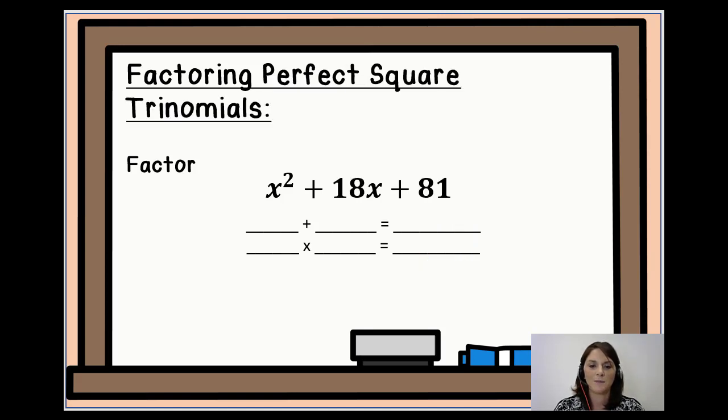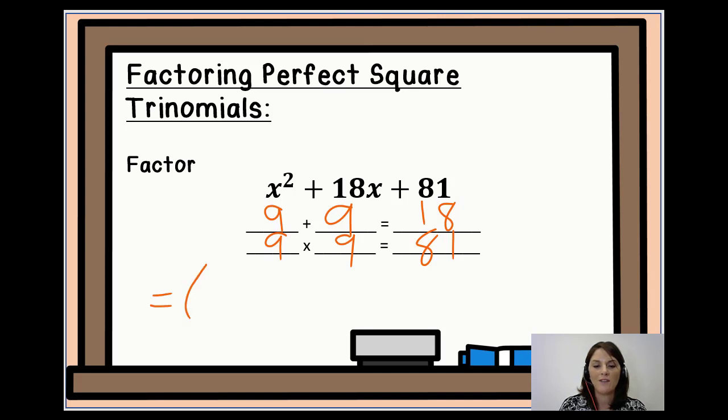All right, here's your next one. These are actually called perfect square trinomials. We're going to find two numbers that add to give 18 and multiply to give 81. Go ahead and find your numbers. Did you figure out your numbers were 9 and 9? Okay, let's go ahead and write out our factors.